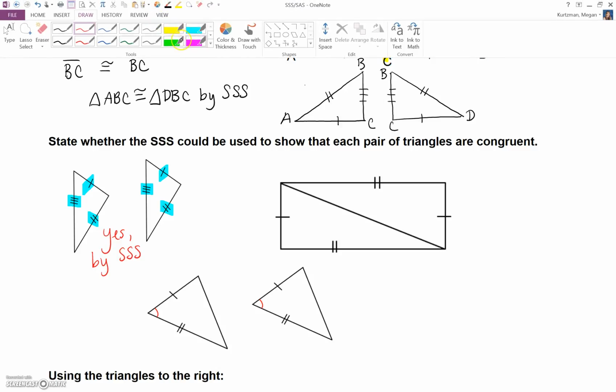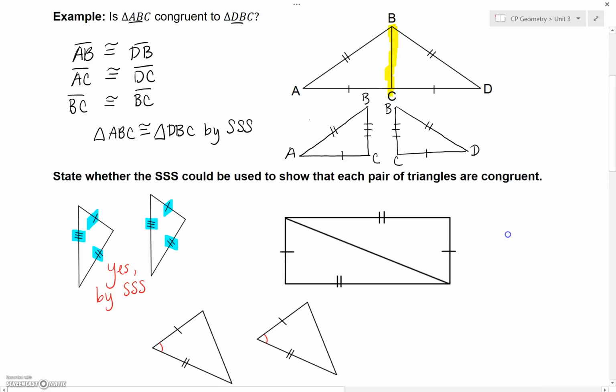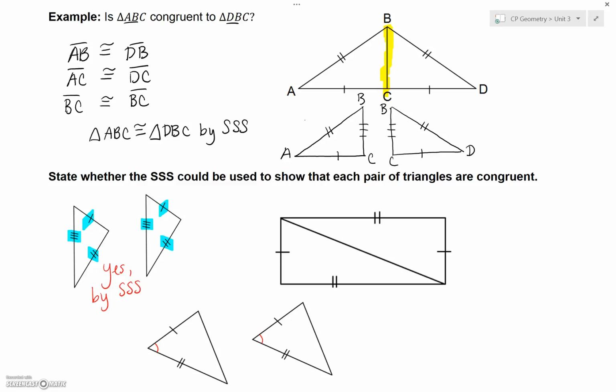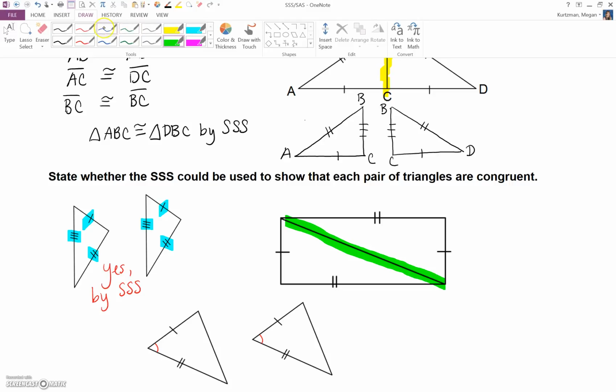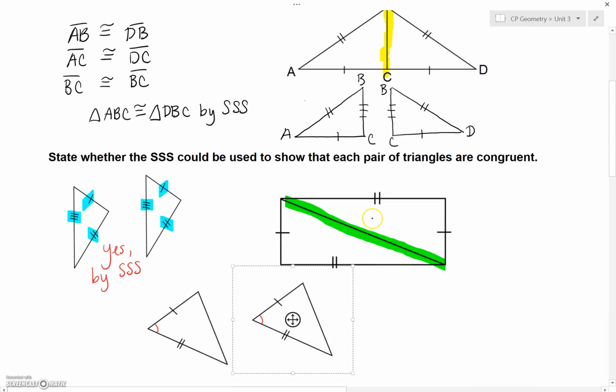Over here, if we think about what we just practiced with triangle ABC and DBC, this segment is being shared by both of those triangles. So again, I could pull them apart, or I know that I could go back and mark 1, 2, 3 tick marks on the diagonal of that rectangle, the segment that both of those triangles are sharing. So yes, again, by side, side, side.